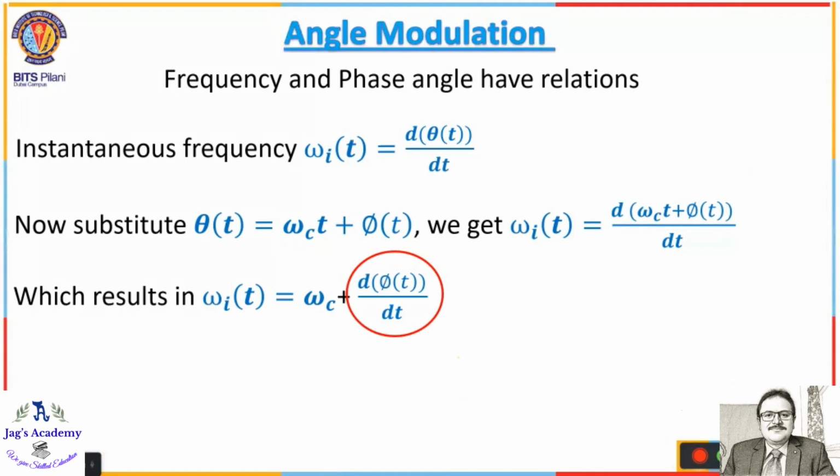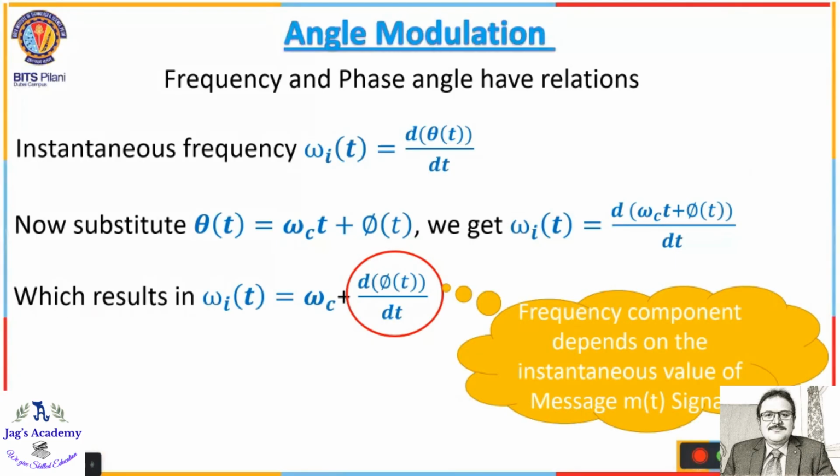Now, you see what I will do. This component, d by dt of phi of t, the frequency component, depends on the instantaneous value of the message signal. Now, if I make this proportional to the message signal, I'm getting you the angle modulation in terms of frequency, and I call it frequency modulation. Have you understood this? So this is the concept.